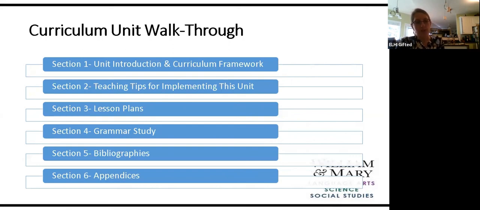And section 3 is where all your lesson plans are. It starts off with a big overview of all of the lessons. Every unit has about 24 lessons in them. Pre-post is the first lesson is a pre-test, the last one's a post-test. And there's a planner that kind of lays out all the parts of each lesson. And so you could look through that.